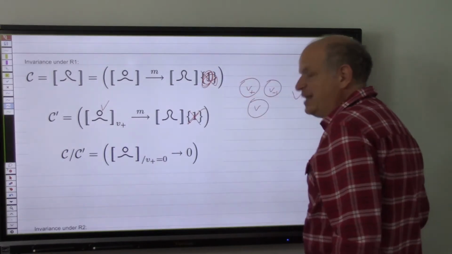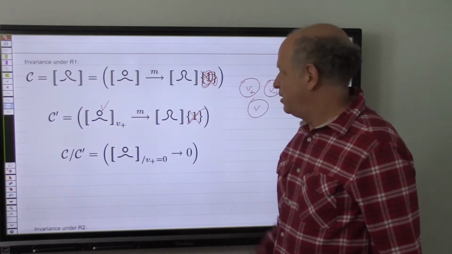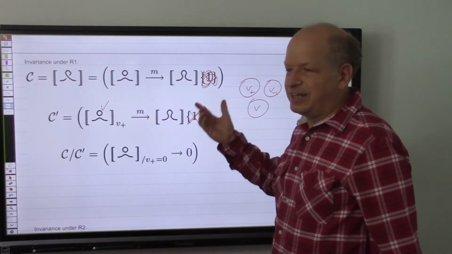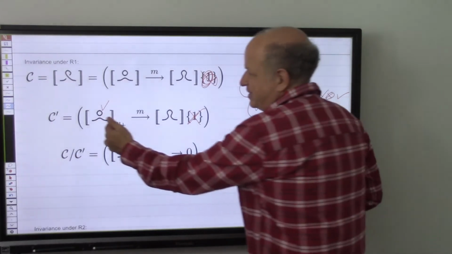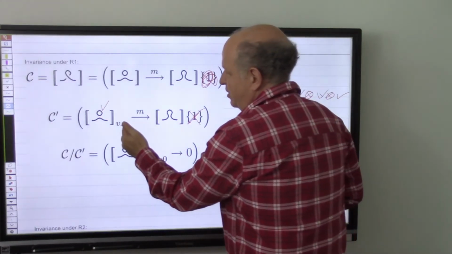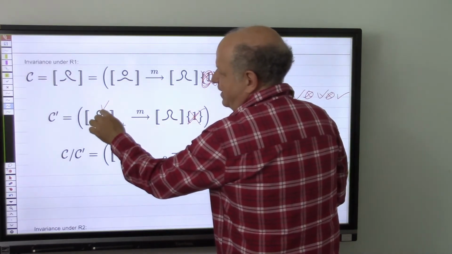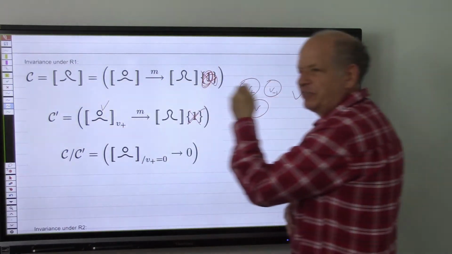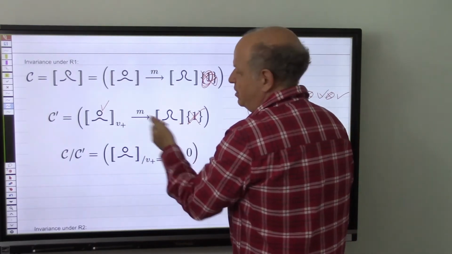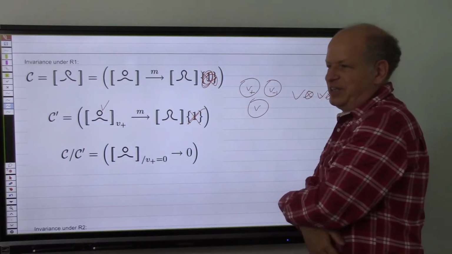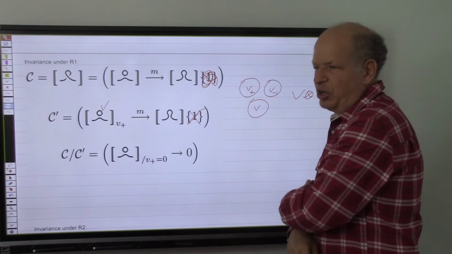Okay? Now, if you look at the complex C prime, the complex C prime is acyclic, has no homology. Why? Because M is the identity map. If this circle is marked with V plus, and remember that V plus is the identity of the algebra, and the map from here to here is multiplication, M is the identity map. So I have the identity map between two complexes, and you can check that the homology of this is 0.